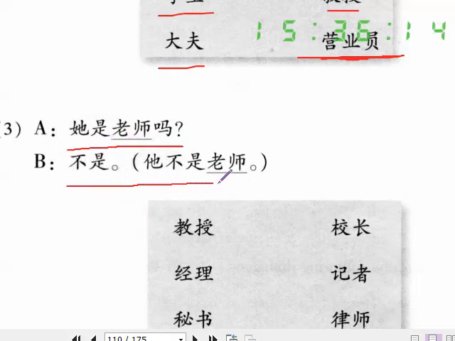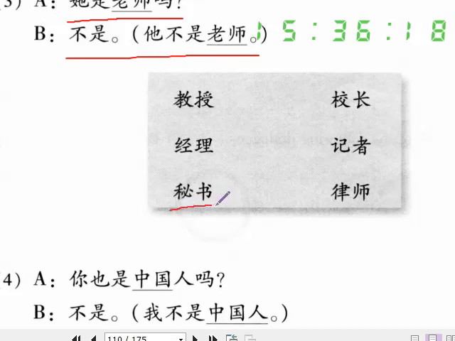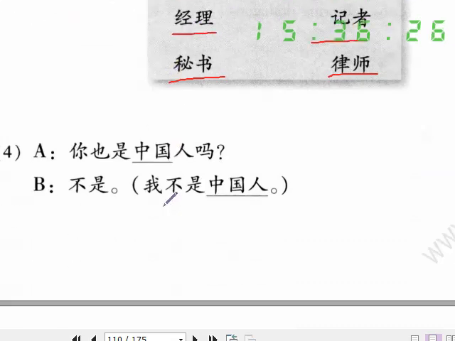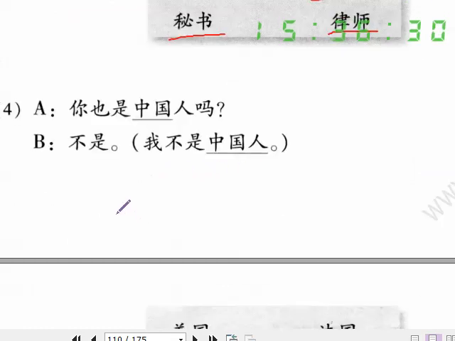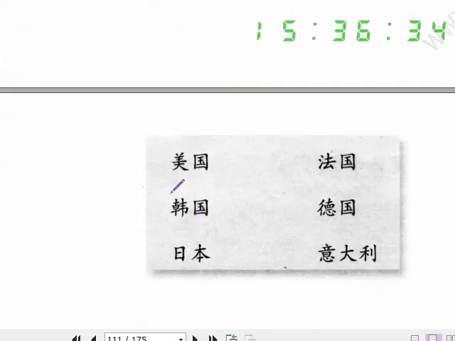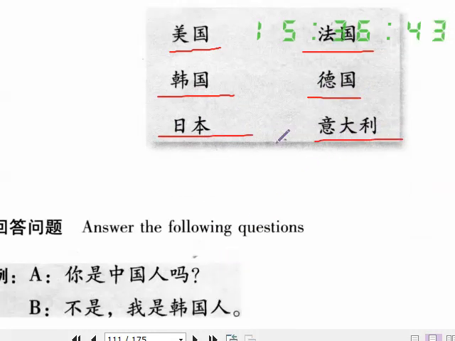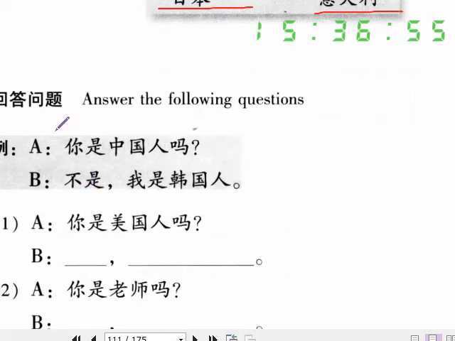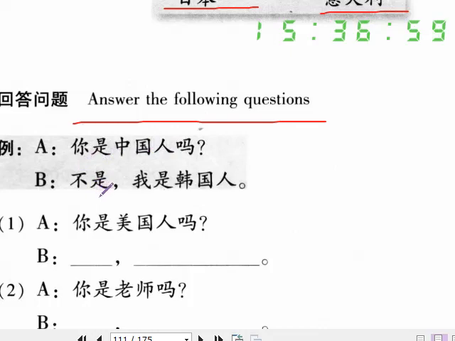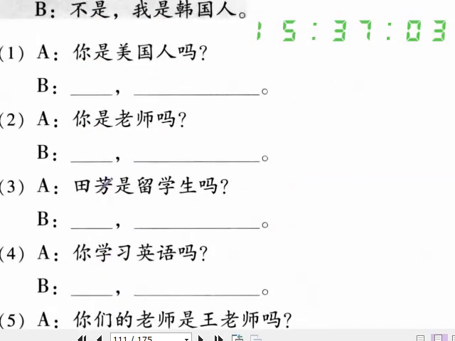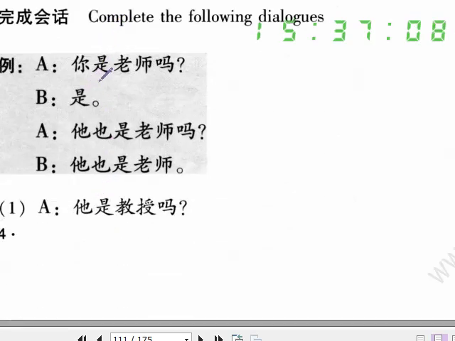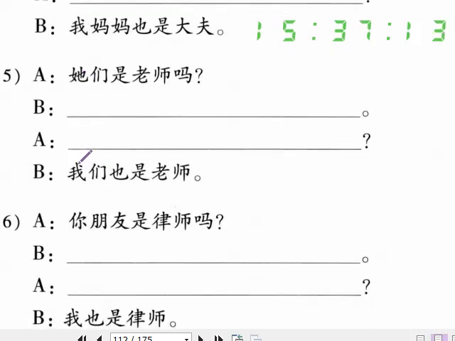他是老师吗？不是，他不是老师。秘书 secretary, 记者 reporter, 律师 lawyer, 经理 manager, 校长 president, 教授 professor. 你也是中国人吗？不是，我不是中国人。美国，法国，韩国，德国，日本，意大利: America, France, Korea, Germany, Japan, Italy. Answer the following question: 你是中国人吗？不是，我是韩国人。你是美国人吗？是，我是美国人。This is all from the text, so I don't want to repeat. No time.